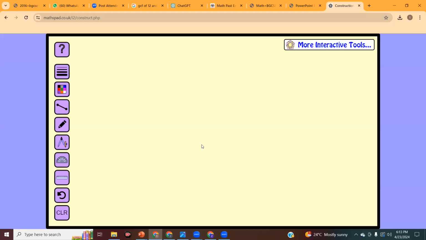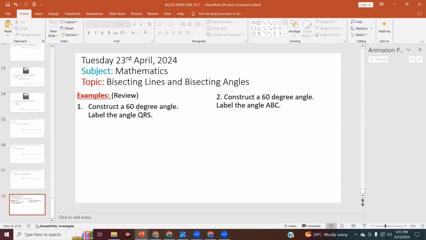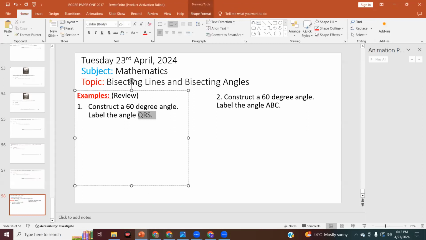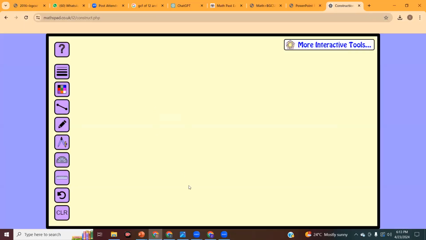Can y'all see my screen? Remember, the instructions are very simple. We need to construct a 60-degree angle and label it QRS. That's what we have to do. So again, we want to construct a 60-degree angle and label it QRS. I need you all to write this down inside your book as well.